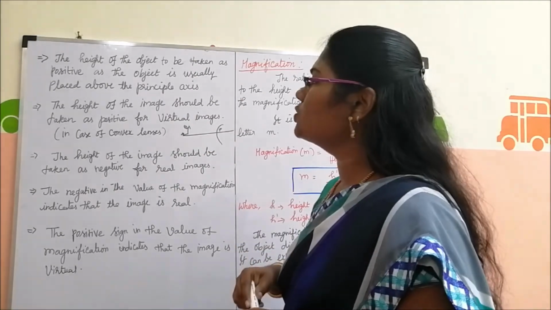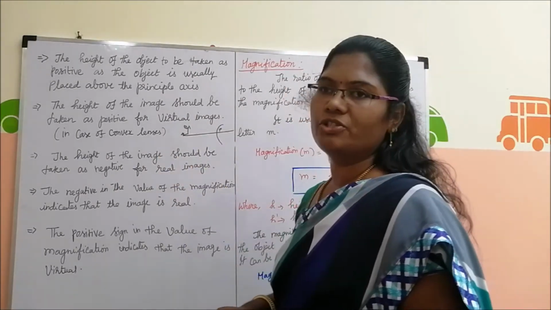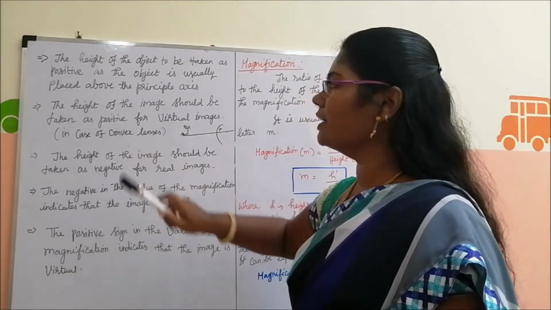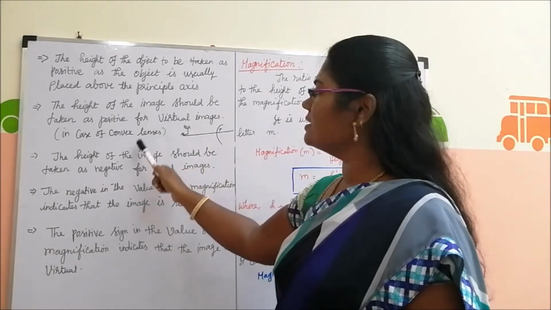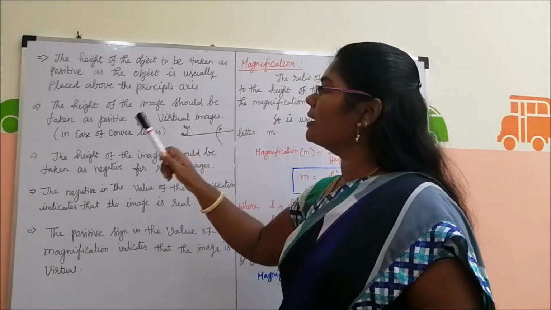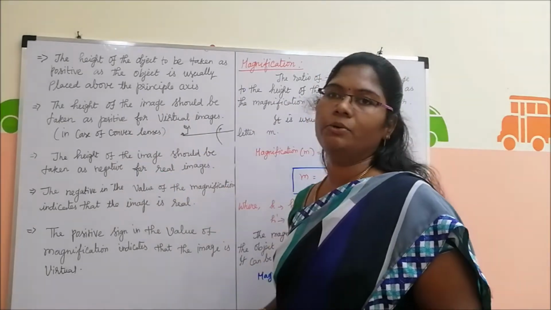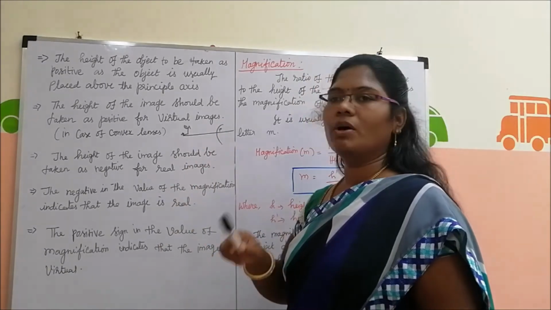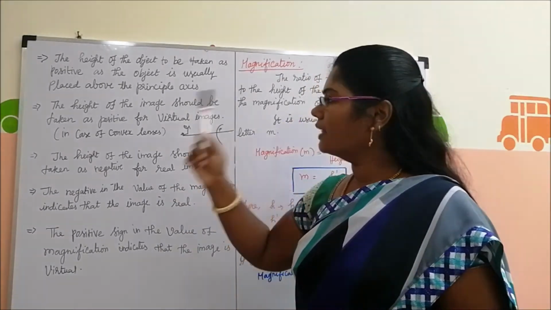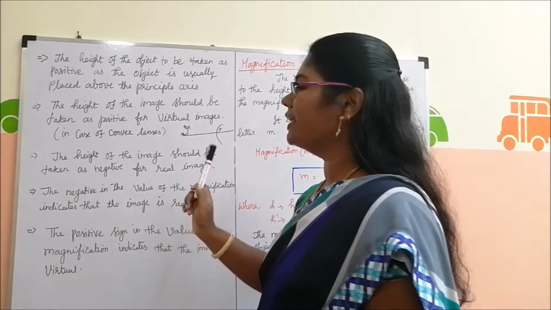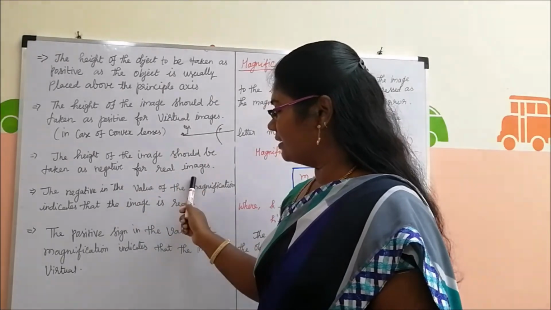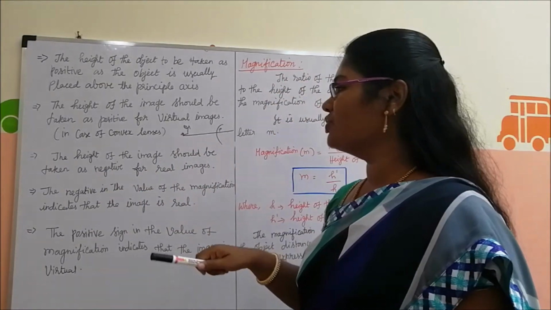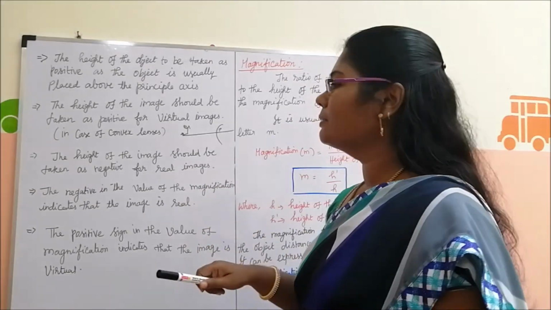The height of the image should be taken as positive for virtual images. We get virtual images in the case of convex mirrors, and in the case of concave mirrors we get a virtual image for only one case. The height of the image should be taken as negative for real images. If the image is real, then the height of the image should be taken as negative. If the image is virtual, then the height of the image should be taken as positive.